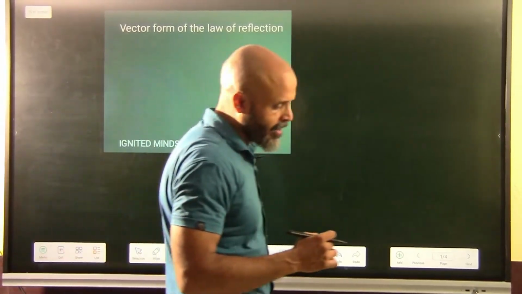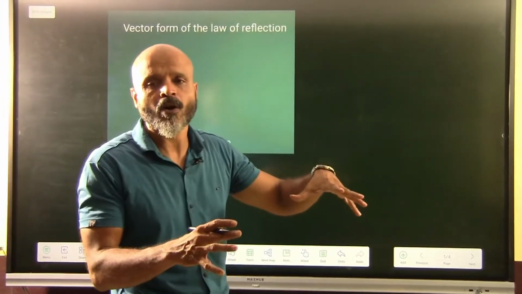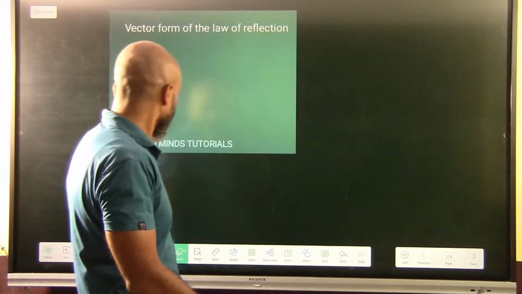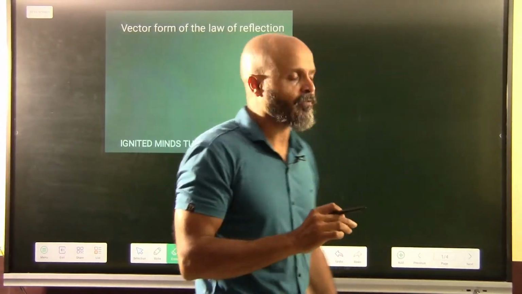We all know what a reflection is. So the major part of the first part of geometric optics will be reflection. Now here we have to find out the vector form of the law of reflection.